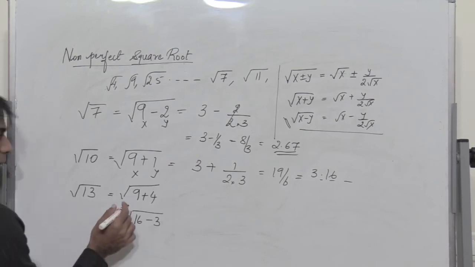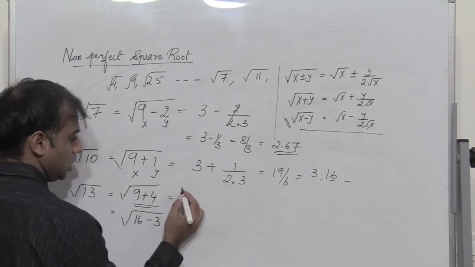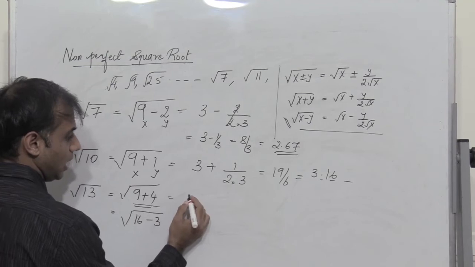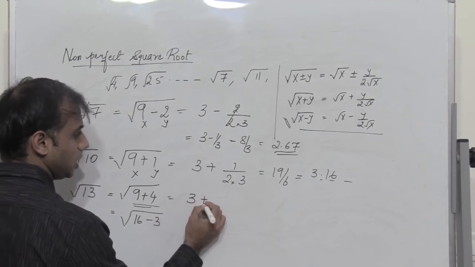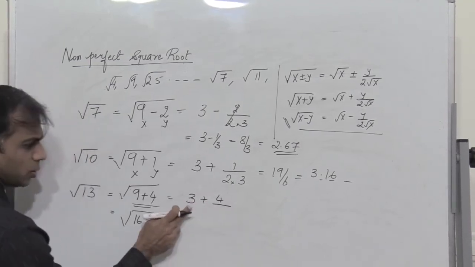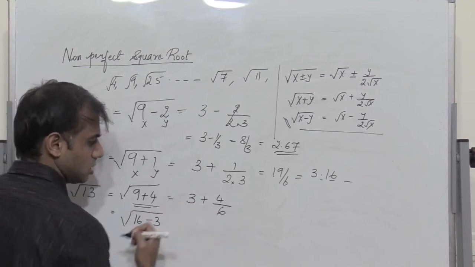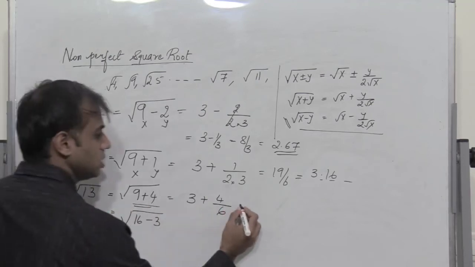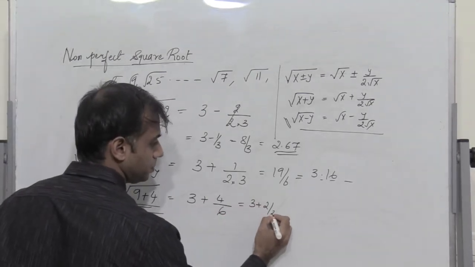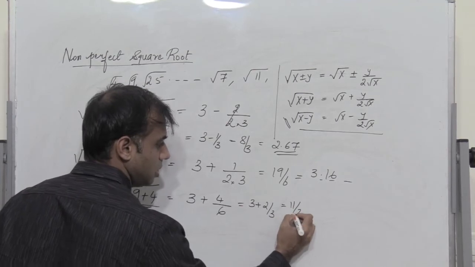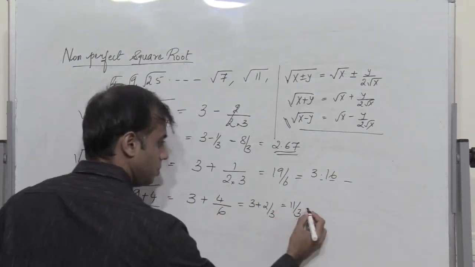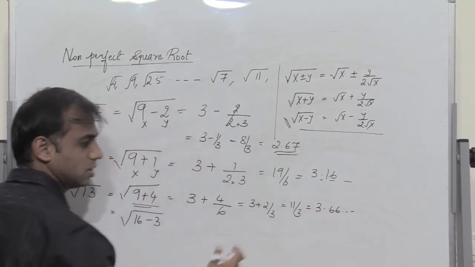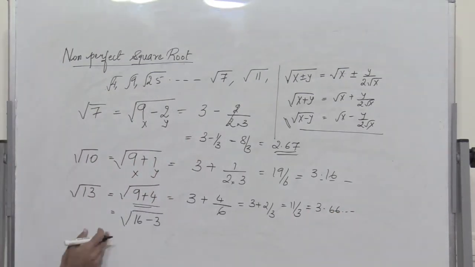Okay, so now let me use this expression. So here x is 9 and y is 4. So what do I have? I have root x, which is 3, plus y is 4 divided by twice this number, which is 6. So I get 3 plus 2 by 3. So what is 3 plus 2 by 3? So this is 11 by 3, right? So I get 3.667, right? 3.667.